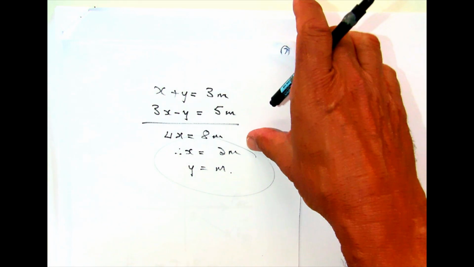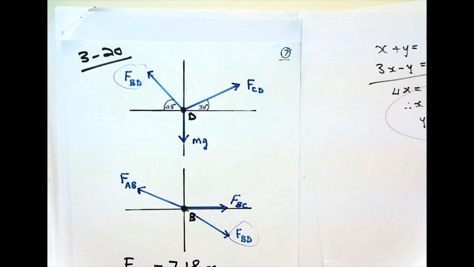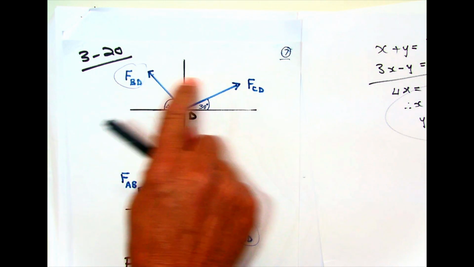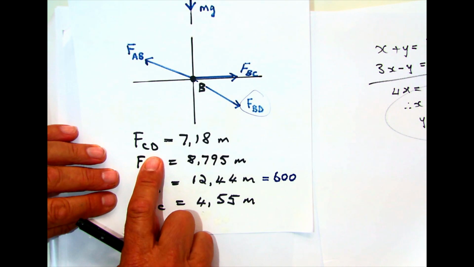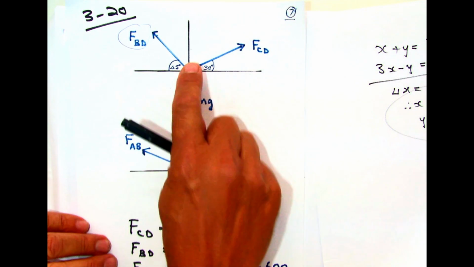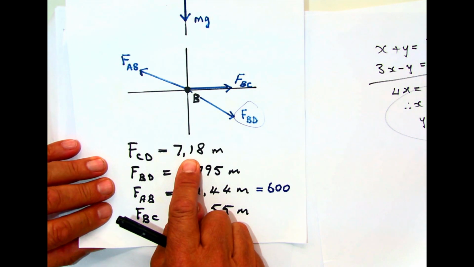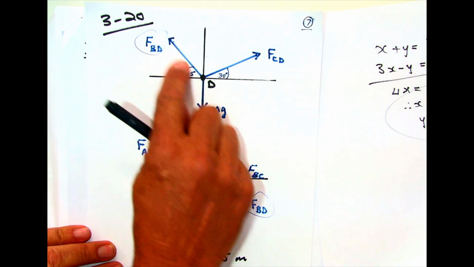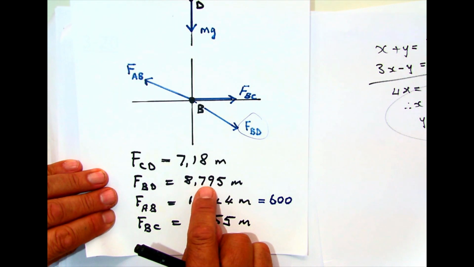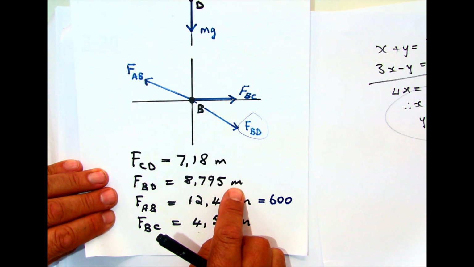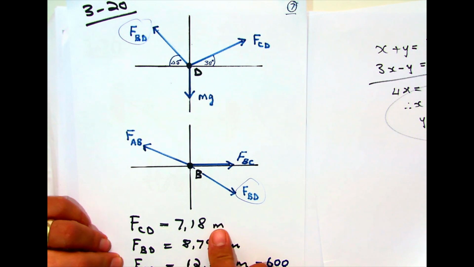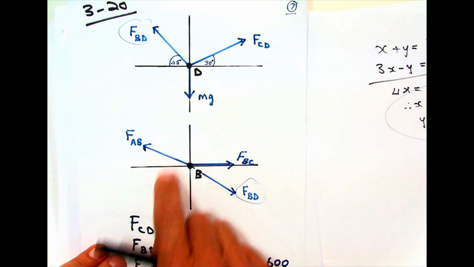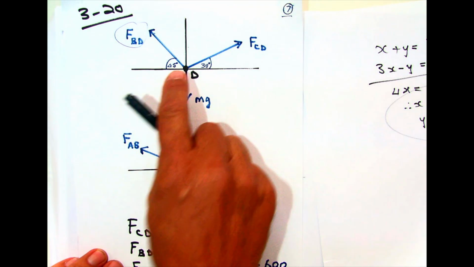So when you go to this problem, you're going to get exactly the same situation. You're going to get these forces in terms of m. In fact, you're going to get something like that. FCD, that force there, is 7,18m. And that force there is 8,795m. You don't know what m is. M is one of the unknowns. But you write it like that. So that's the best you can do for point D.